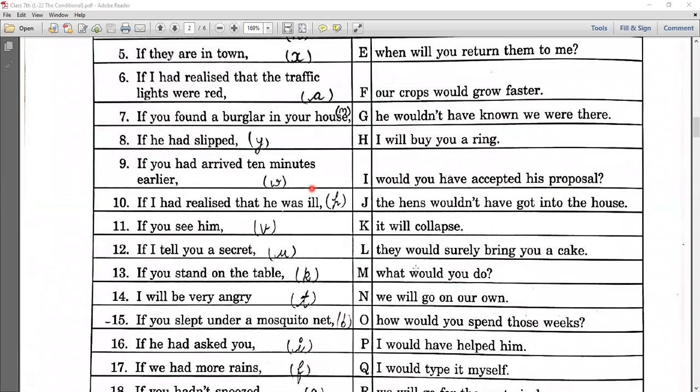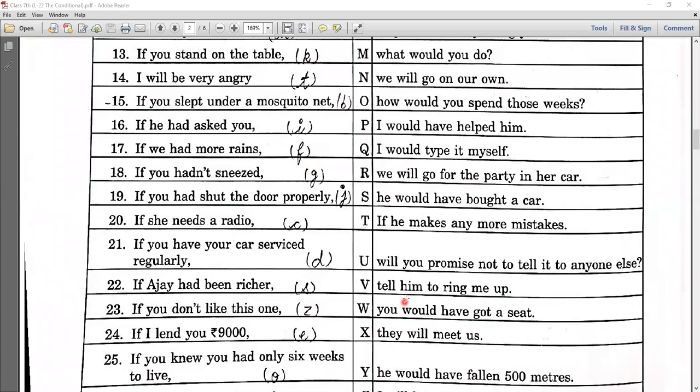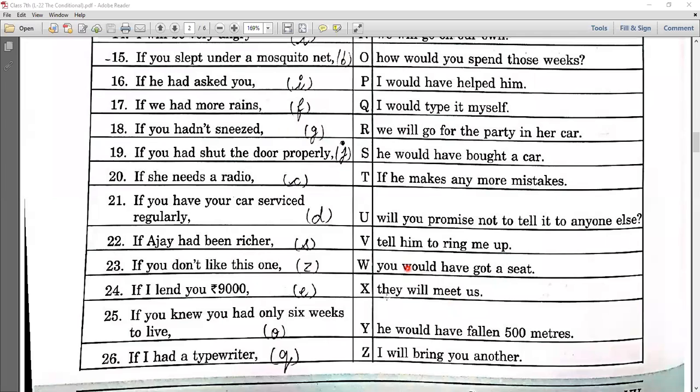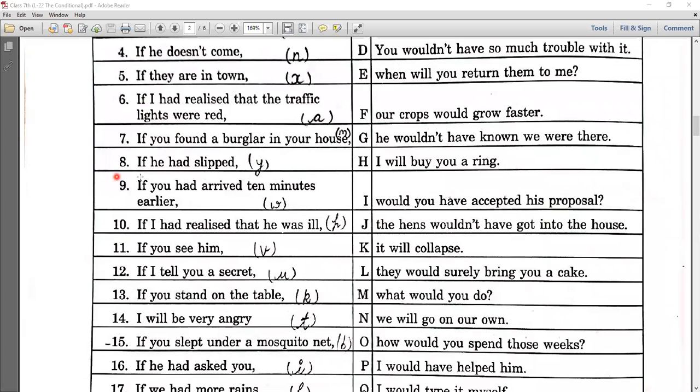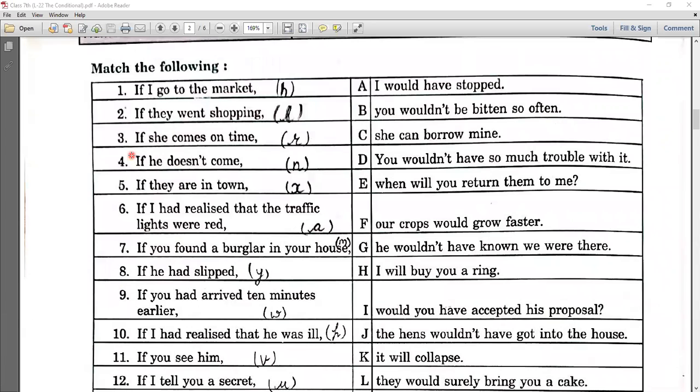So number fifth will match it with X. They will meet us. Here will is written. Okay, everyone. So this is the first conditional sentence. What we are doing? First conditional sentence. In first conditional sentence, we always apply will in the main clause.